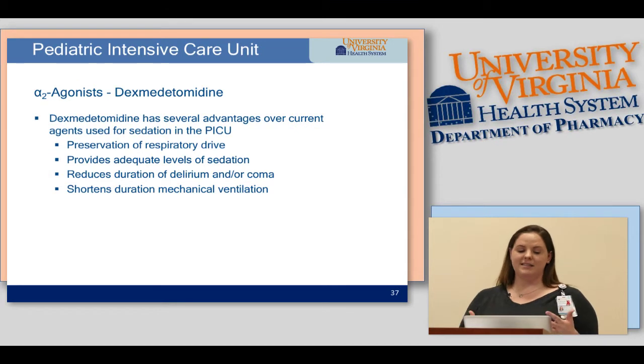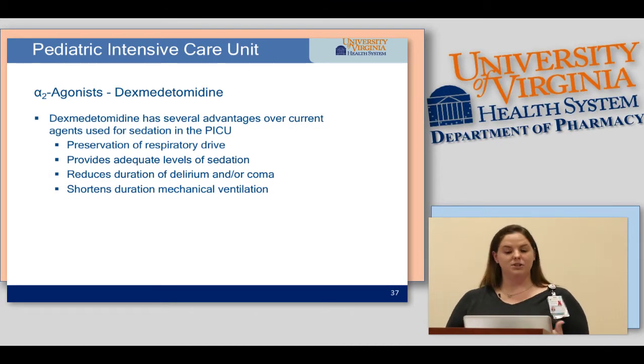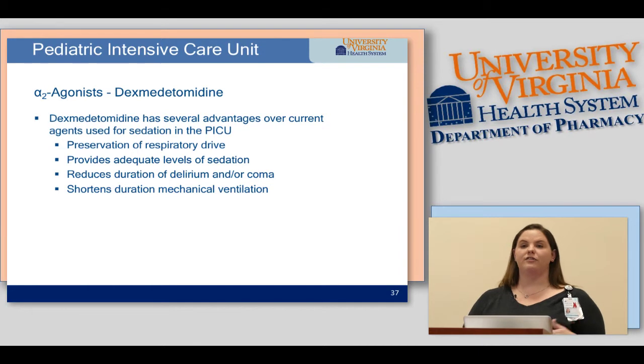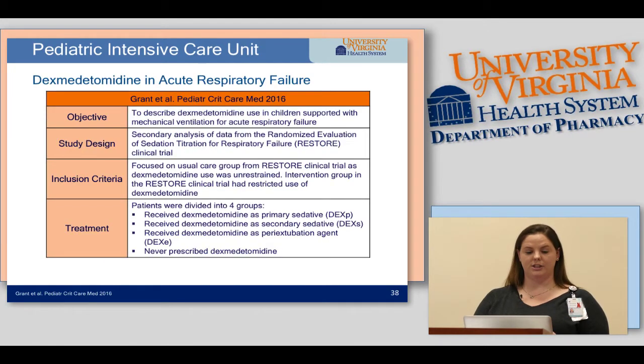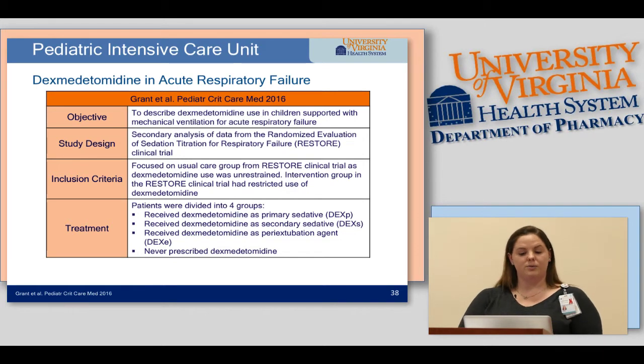So dexmedetomidine provides a really good option and has several advantages over current agents that are used in the PICU. There's preservation of respiratory drive, they provide adequate levels of sedation, there's reduced duration of delirium and or coma, and shortened duration of mechanical ventilation. Now I'm going to look at a few studies that looked at dexmedetomidine specifically in the pediatric patient population. The first study looked at dexmedetomidine in acute respiratory failure.